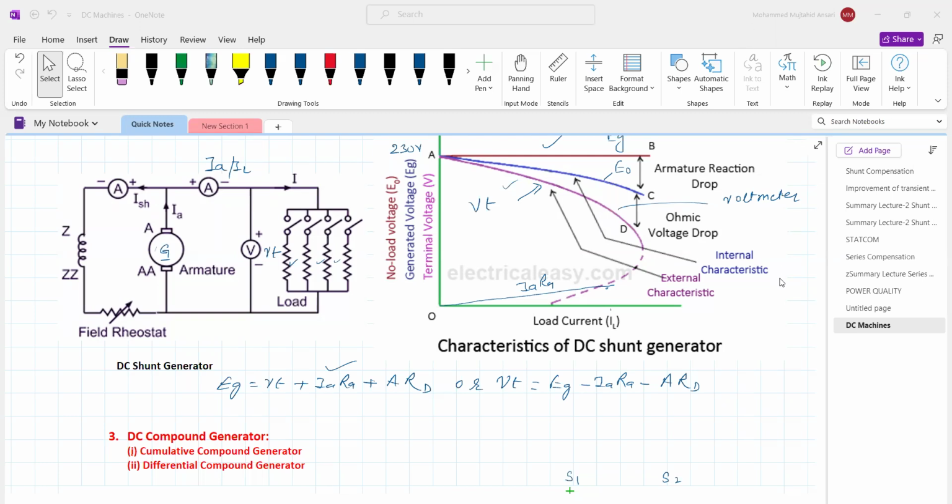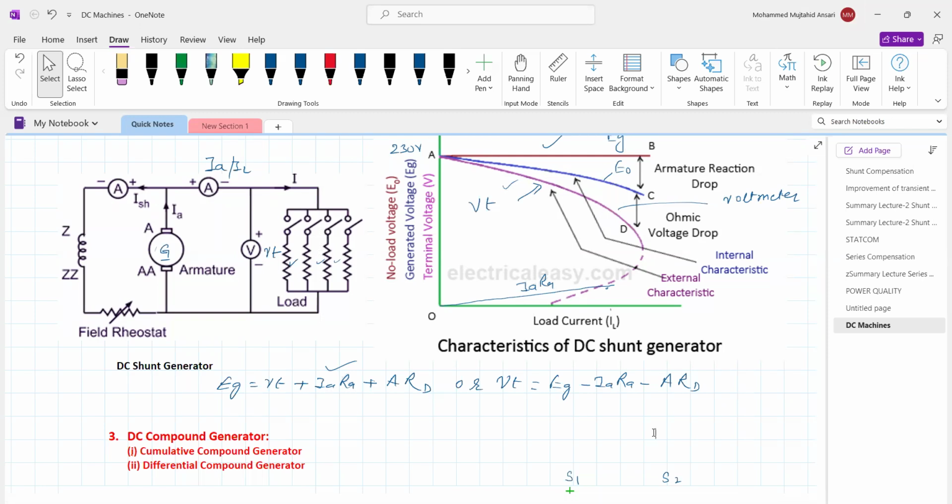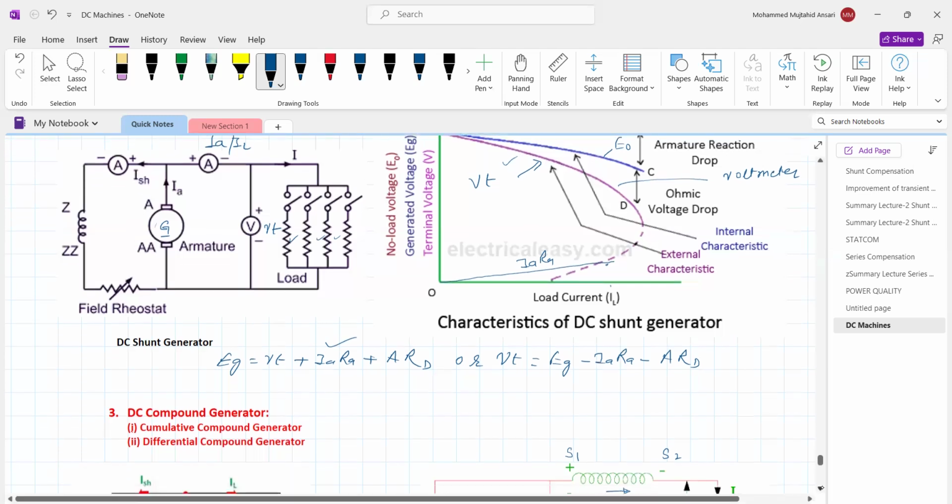In the previous lecture, we discussed the characteristic of the DC shunt generator. Today, we are going to discuss the characteristic of the DC compound generator. But the DC compound generator is dominantly a DC shunt generator. Therefore, the characteristic of the DC compound generator is much more similar to the characteristic of the DC shunt generator. So now we will see the compound generator.